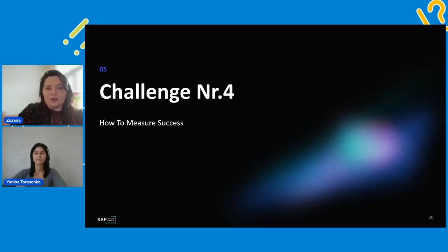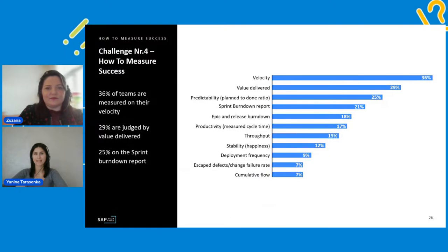And next challenge, Jana, go ahead. Next challenge number 4 will be about how to measure the success. And before speaking about how to measure the success, let's also check with you how people think what success is. And here also, let's refer to the 17th annual State of Agile report.